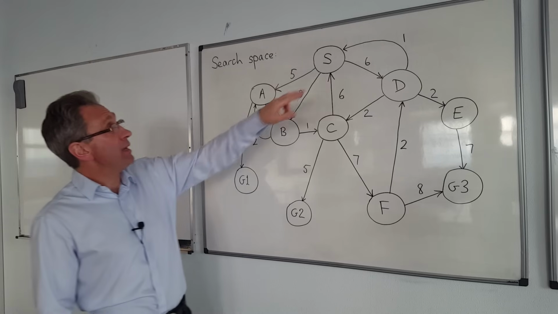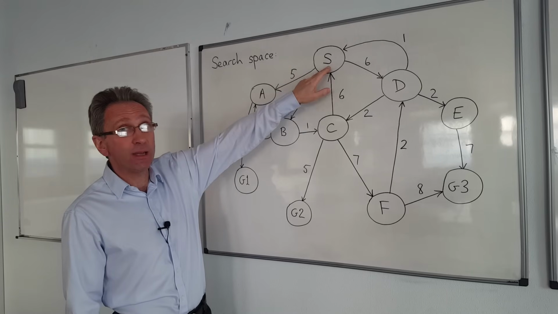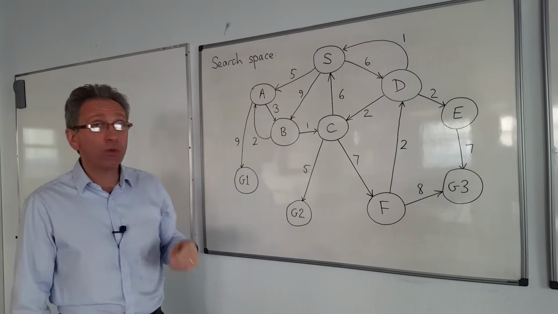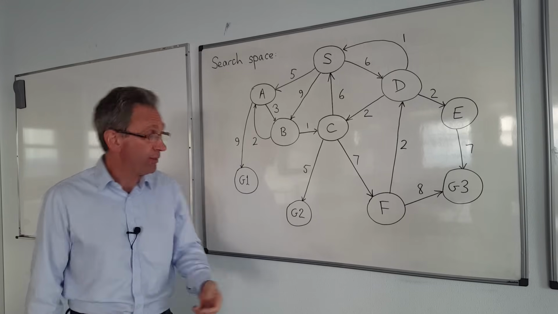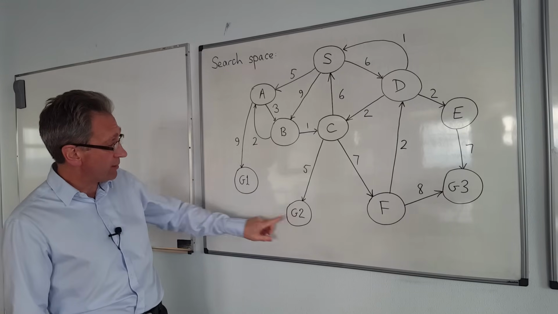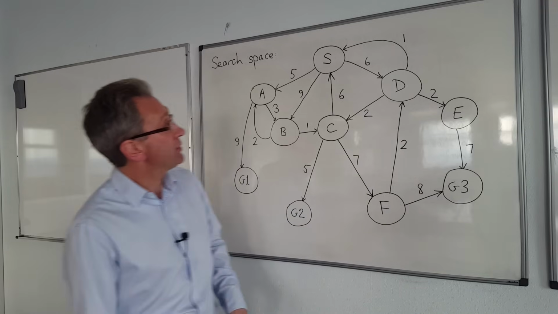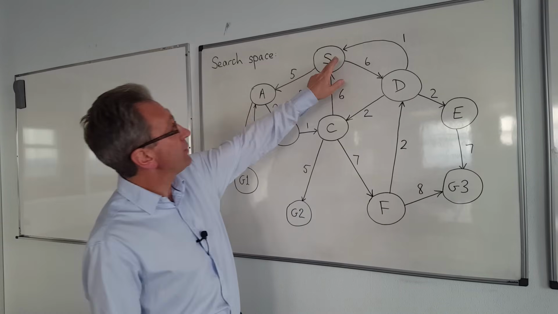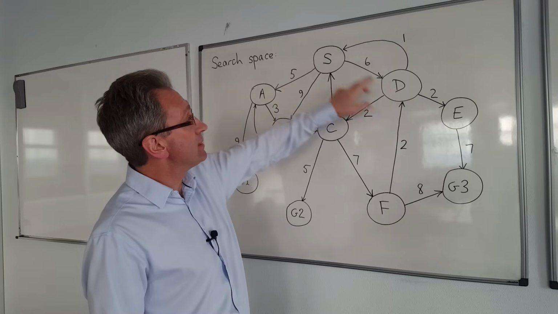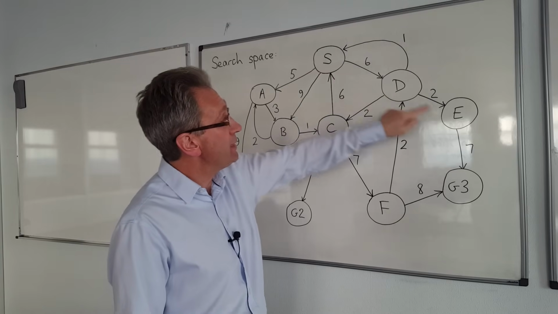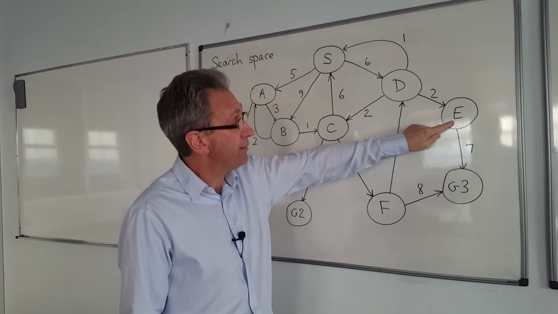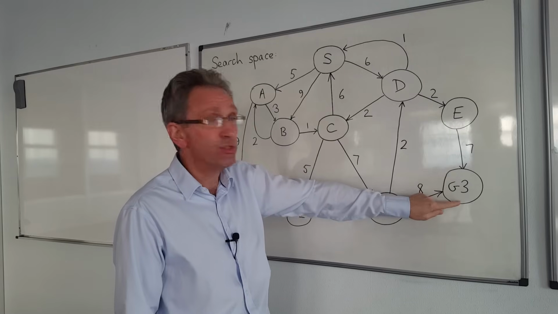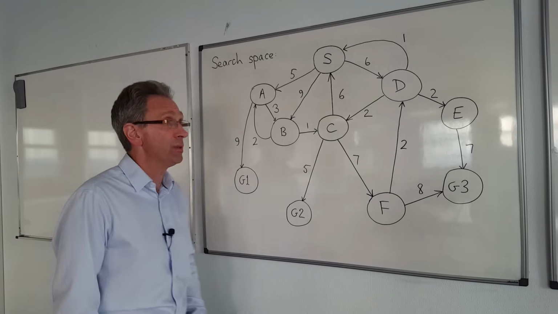The name of the game is that you've got to move from the start state, S, and you've got to then put together a path that achieves one of the goal states, either G1, G2 or G3. So for example, a path could be that you move from S to D, then from D into state E, and then finally from state E into G3, and that then achieves the goal state for you.